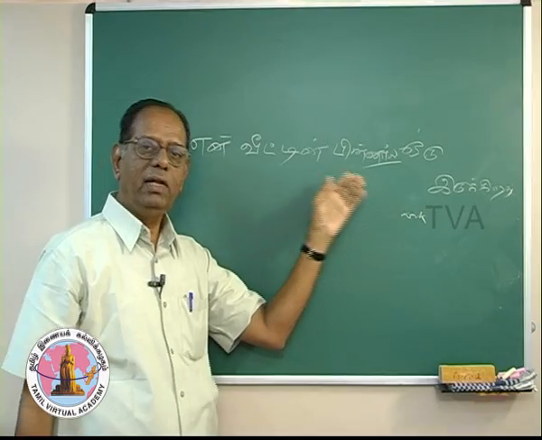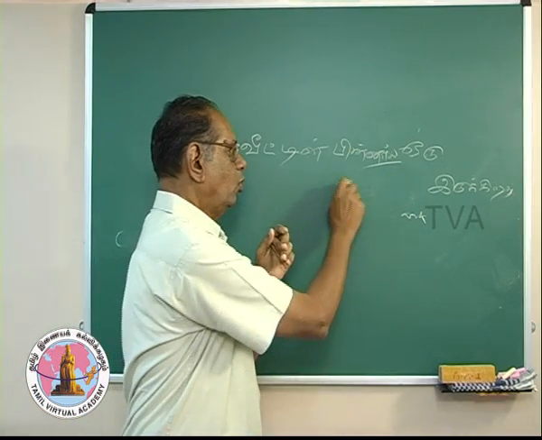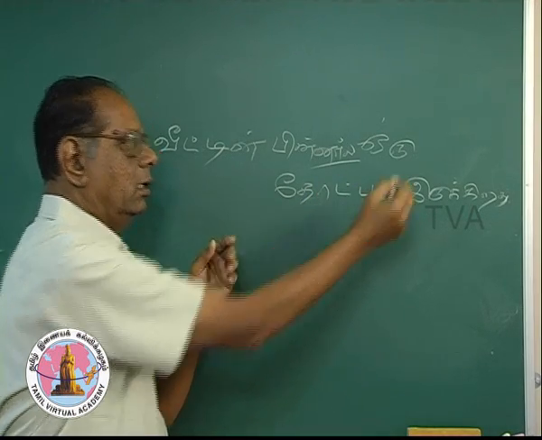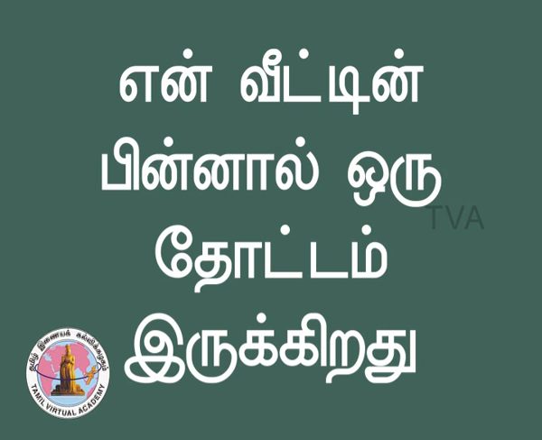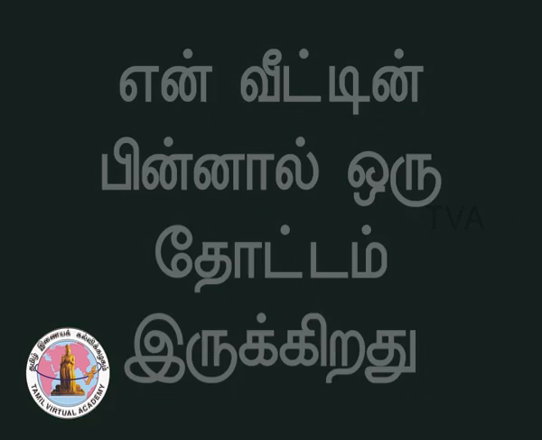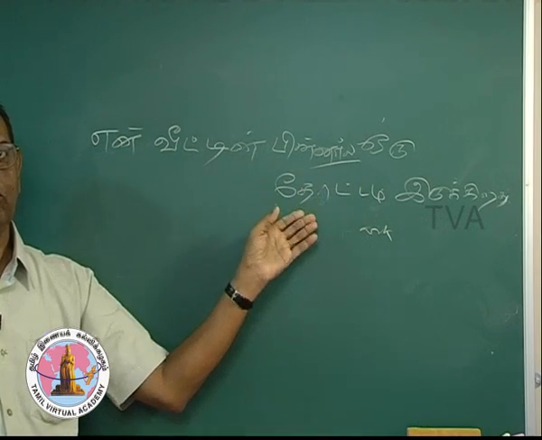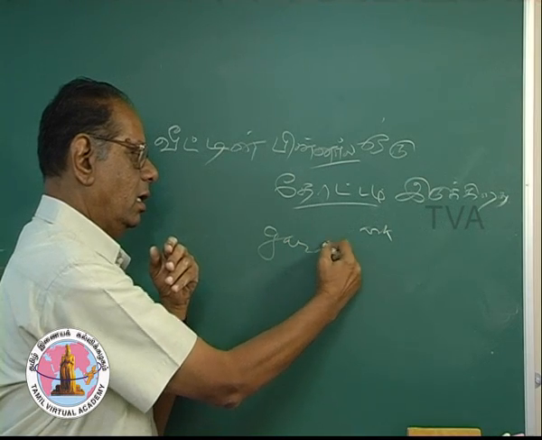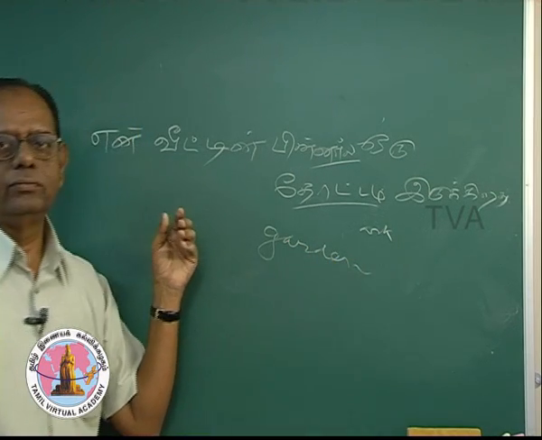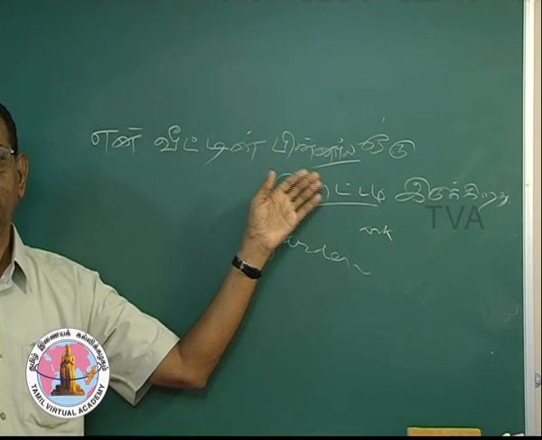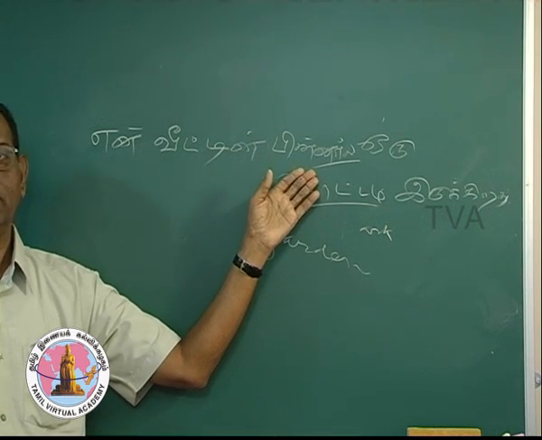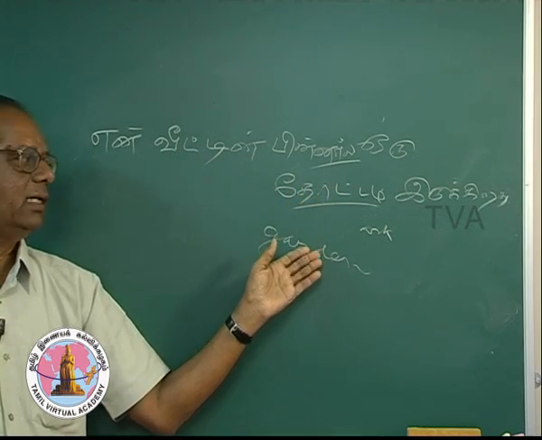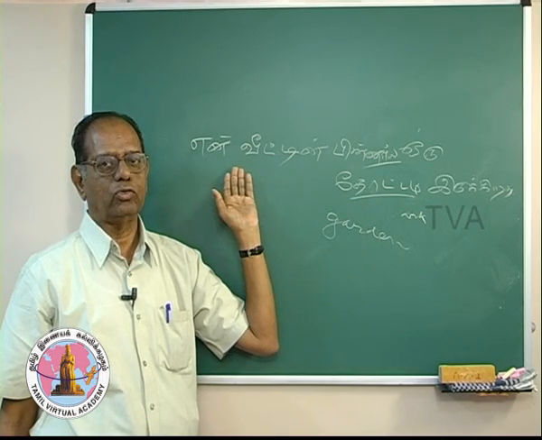என் வீட்டின் பின்னால் ஒரு தோட்டம் இருக்கிறது. தோட்டம் is a garden. So whether you say pin or pinnal, it means behind. என் வீட்டின் பின்னால் ஒரு தோட்டம் இருக்கிறது. There is a garden behind my house.